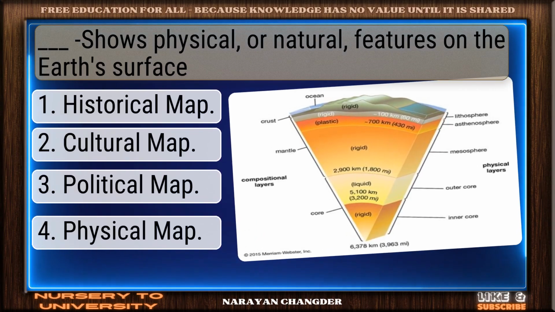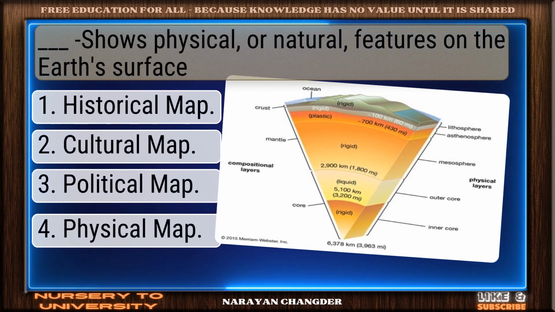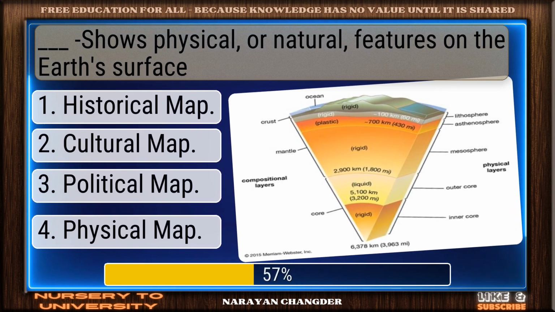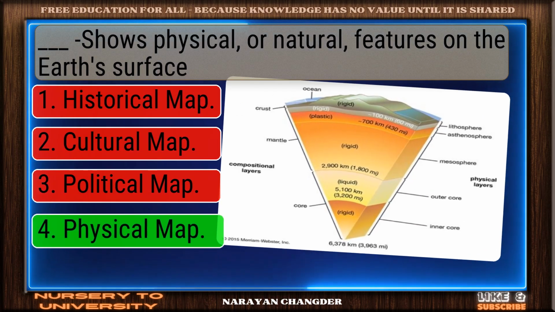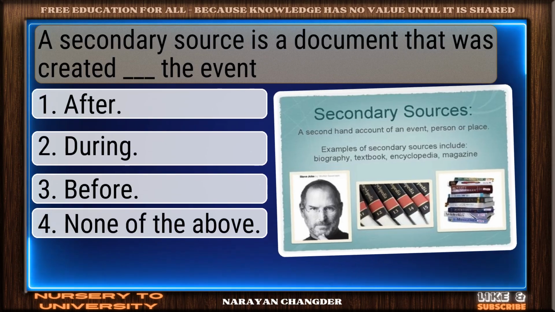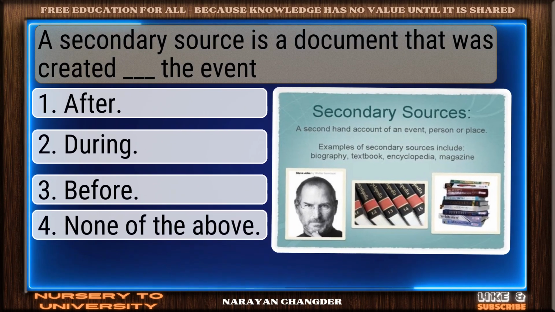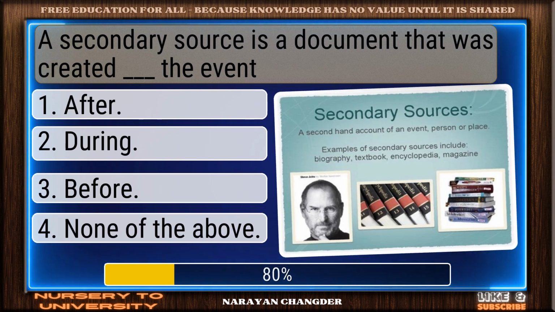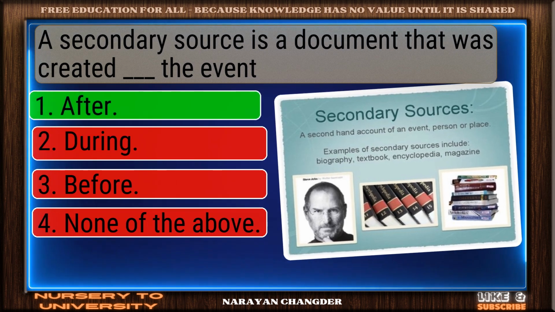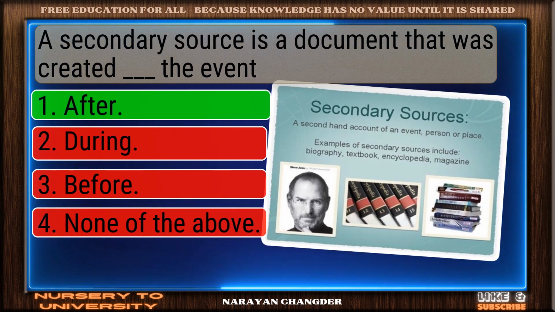Dash shows physical or natural features on the Earth's surface. Great job! Physical map is the accurate answer. A secondary source is a document that was created the event. Great thinking. After is the right choice.